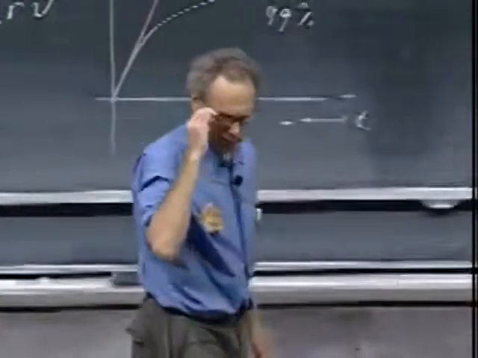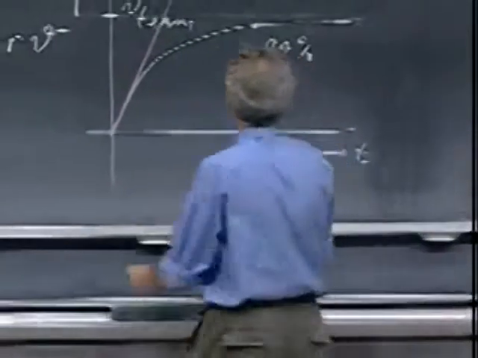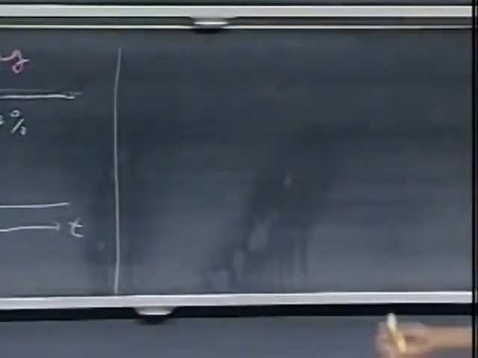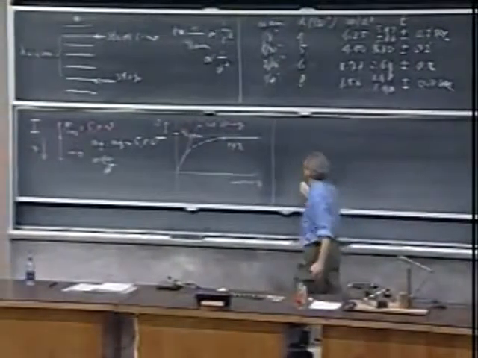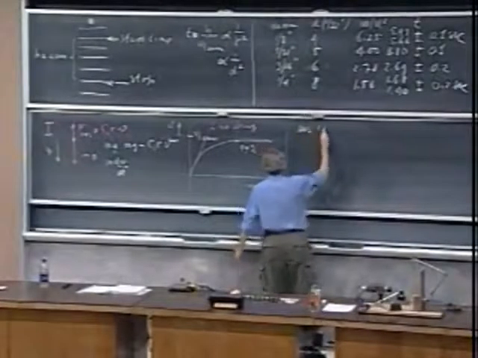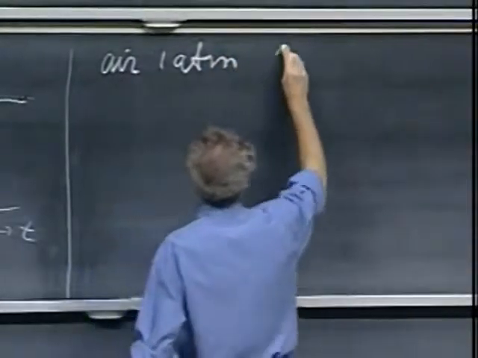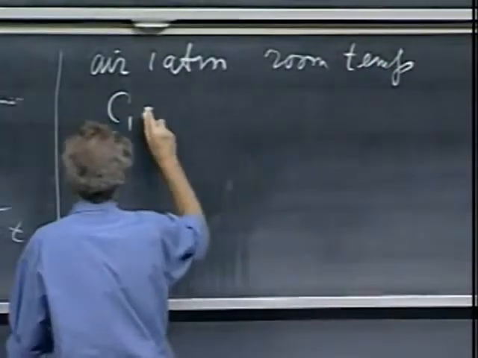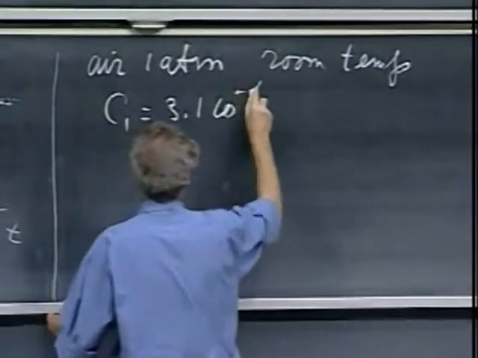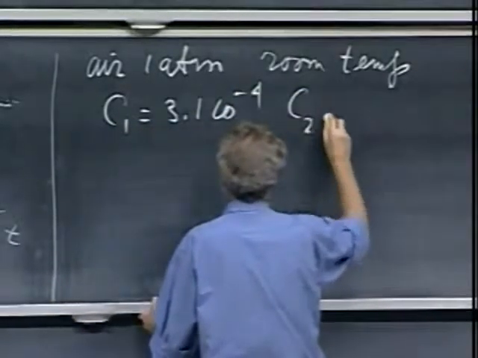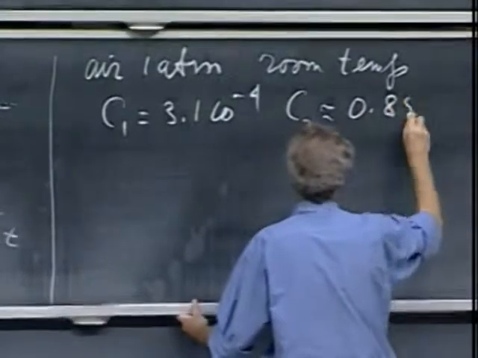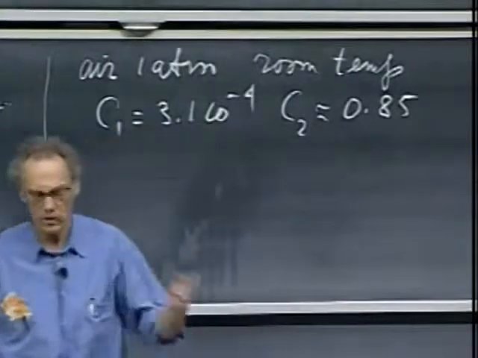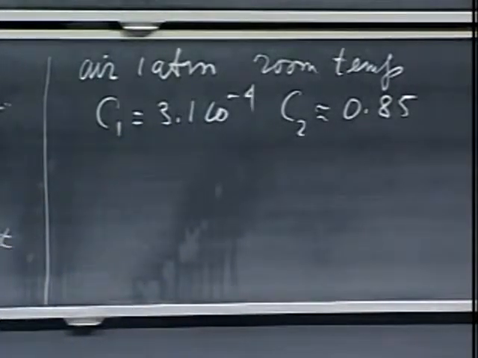Now I want to turn to air. Air, of course, behaves in an extremely different way. The principle is the same, but the values for C1 and C2 are vastly different. If we take air at 1 atmosphere, and we take it at room temperature, then C1 is about 3.1 times 10 to the minus 4 in our units, and C2 is about 0.85. This is very close to the density of air, which is about 1 kilogram per cubic meter, which I told you earlier. C2 and rho are very strongly related.